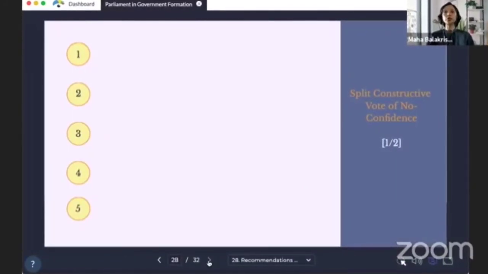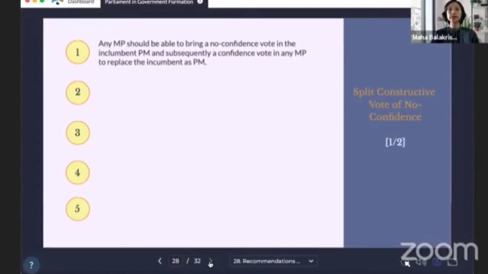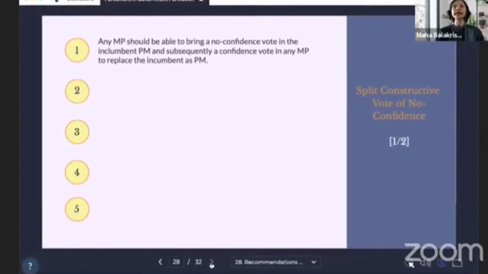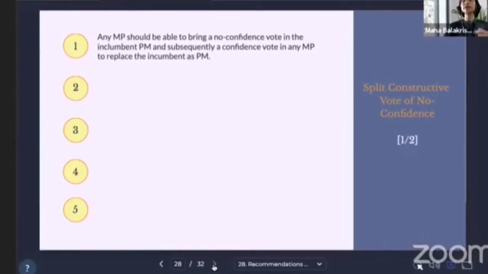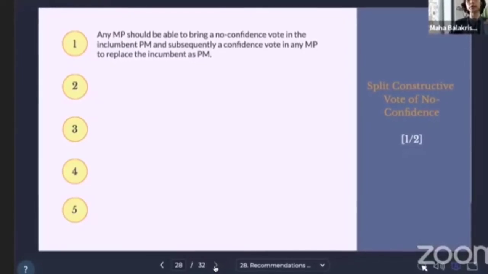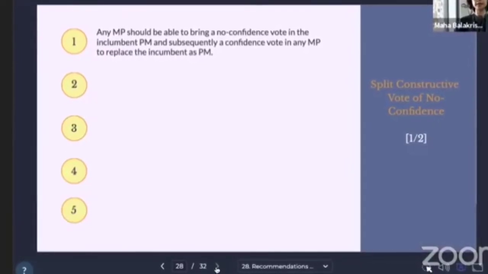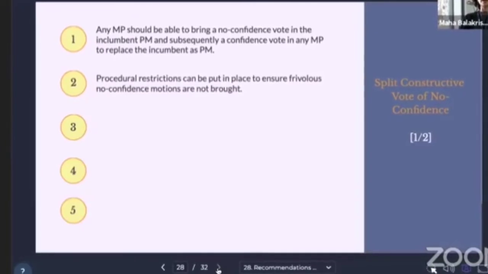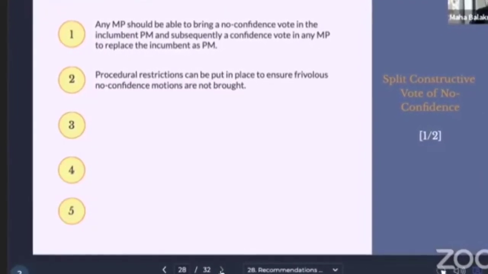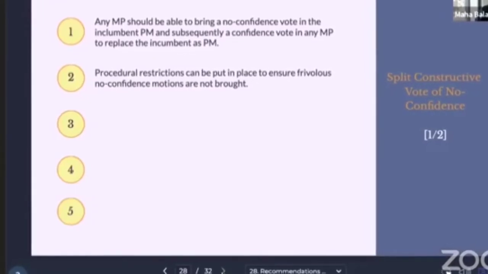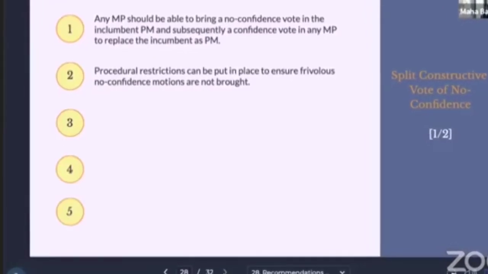Now, in terms of the constructive vote of no confidence, the specific elements which are important to include is that every MP should be given the entitlement to bring a vote of no confidence in the incumbent PM and a subsequent confidence vote in any MP to replace the PM. But of course, because this could result in frivolous motions being put forward on a daily basis, there are restrictions that can be put in place, which I'll discuss shortly.